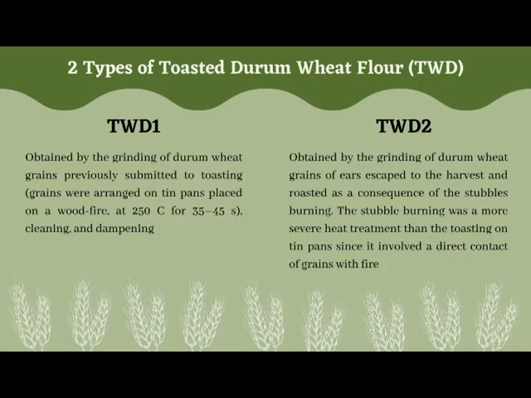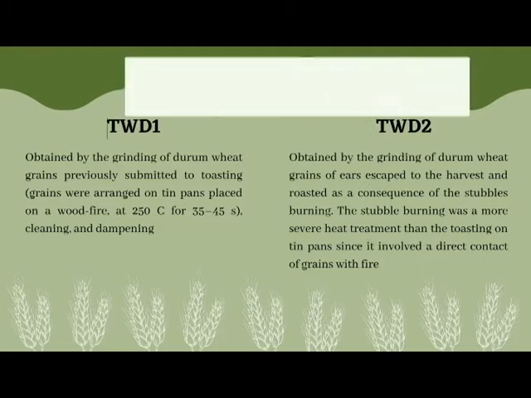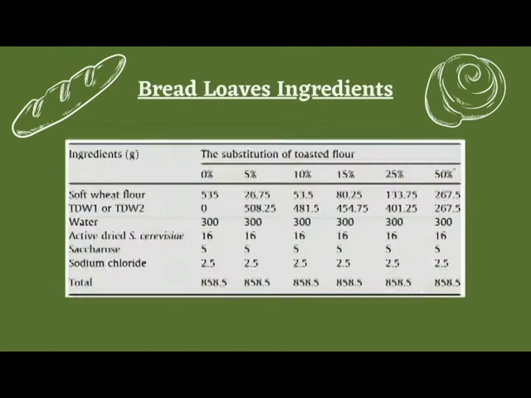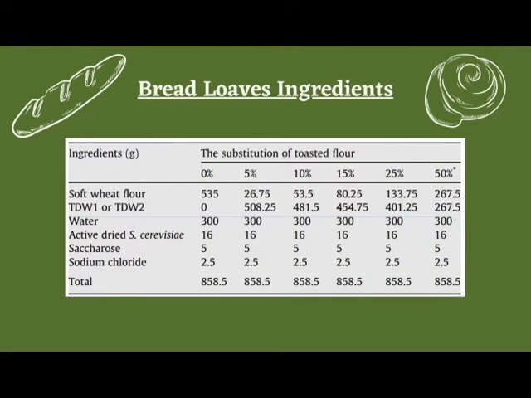TWD2 is obtained by the grinding of durum wheat grains of ears that escaped the harvest and were roasted as a consequence of the stubble's burning. The stubble burning was a more severe heat treatment than the toasting on tin pans since it involved direct contact of grains with fire. So, these are the ingredients for the bread loaves.